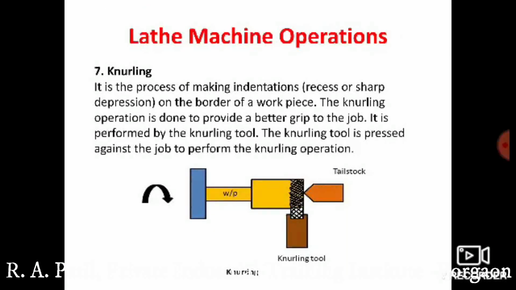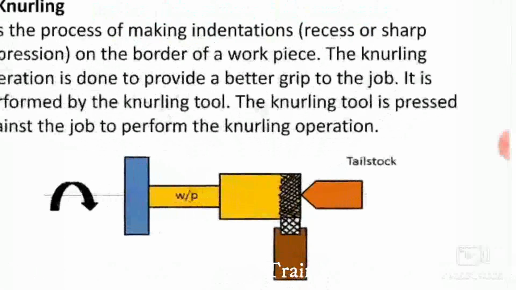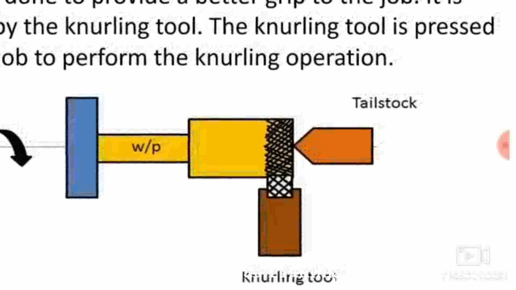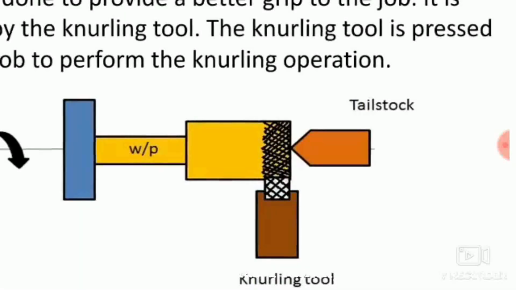Now next operation, that is knurling. It is a process of making indentation on the surface of the workpiece. The knurling operation is done to provide a better grip on the job. It is performed by a knurling tool. The knurling tool is pressed against the job to perform the knurling operation. Here in this image you can see the knurling operation, which is done with the help of the knurling tool.